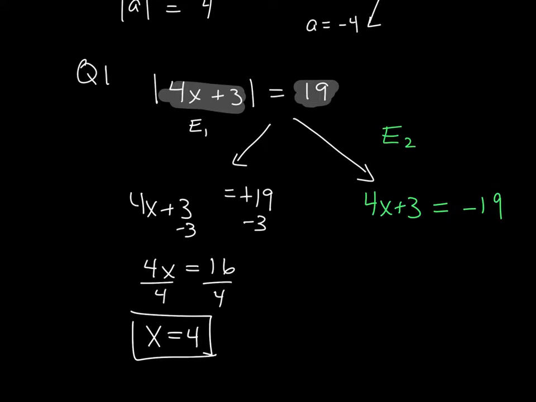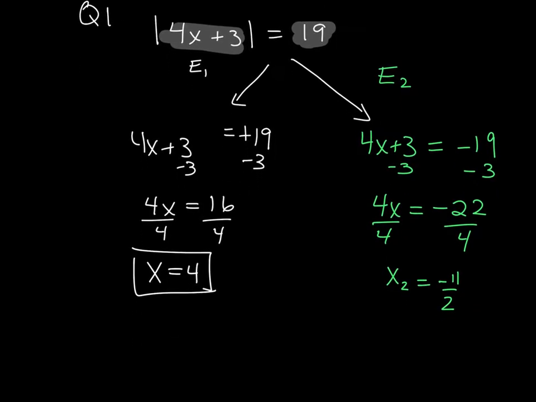So I want to go through and subtract 3 from both sides. Now I have 4x is equal to a negative 22, and then divide both sides by 4. And my second solution is negative 22 over 4, but I can reduce that. I can divide both of them by 2, and that is equal to a negative 11 over 2.